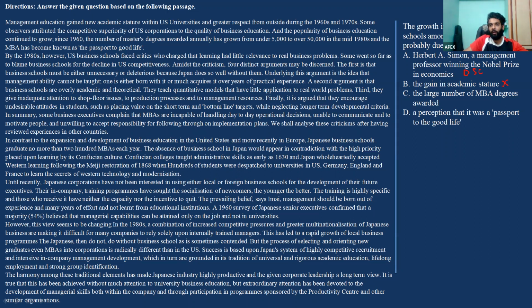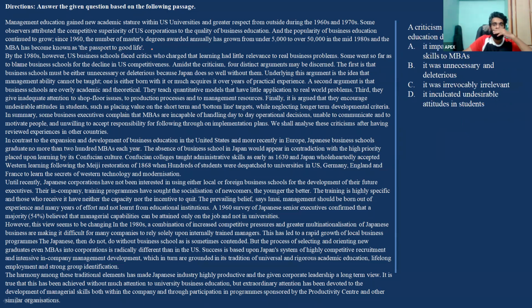So not this either. So this is inconsistent. The large number of MBA degrees awarded, no, definitely not. Now this was the reason why they were getting money, but this was not for the popularity. This is after the popularity. MBA became popular and then a large number of MBA degrees were awarded. So naturally, D should be the right answer: perception that it is a passport to good life. Yes, and we can directly find this over here in the paragraph.